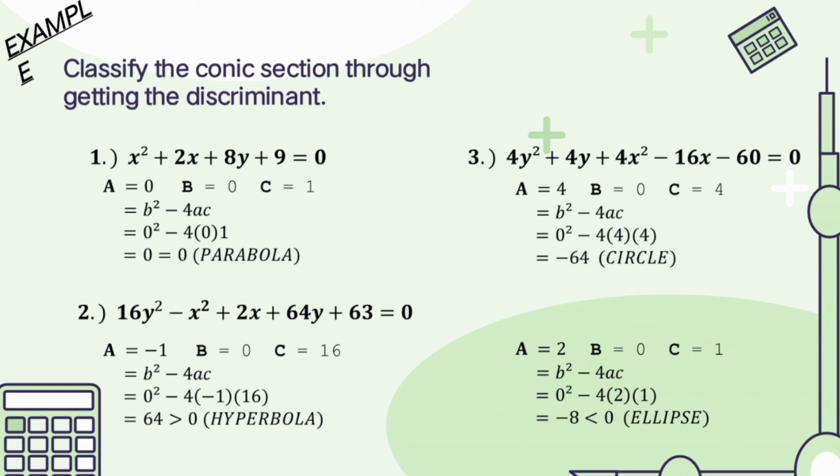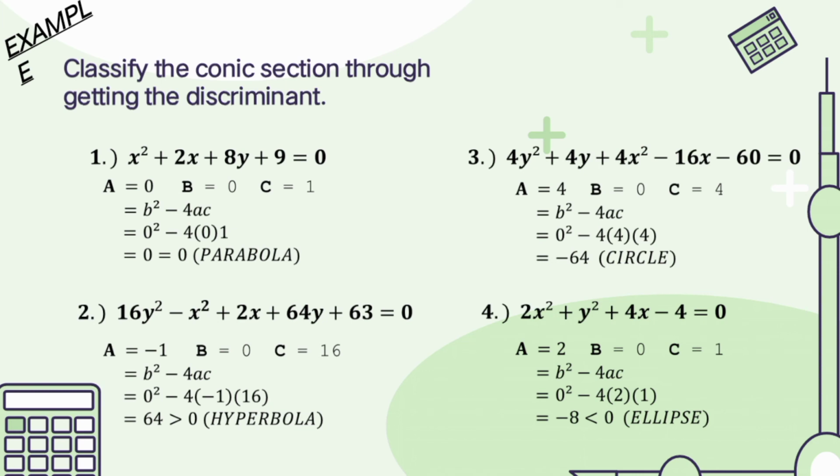Since our D is less than 0, we look at the values of A and C, which are 4 and 4. Since they are the same, we conclude that this equation is an example of a circle. It is because A and C are equal and D is less than 0. That is why the given example number 3 is an example of a circle.